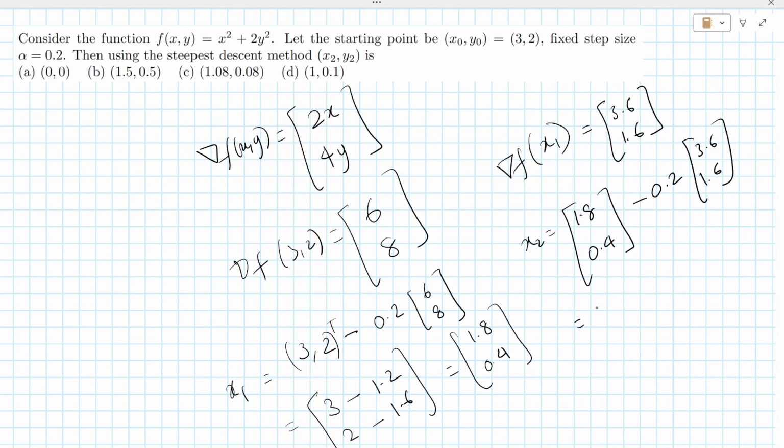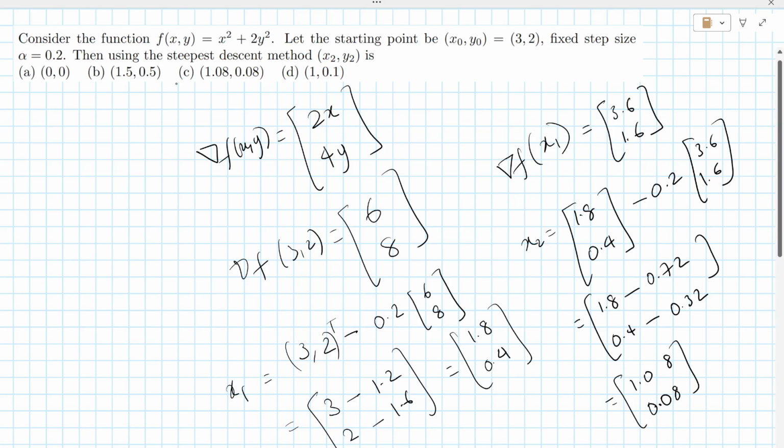So 0.72 is gone, so it is 1.08. And 0.4 minus 0.32 is 0.08. So 1.08 and 0.08.